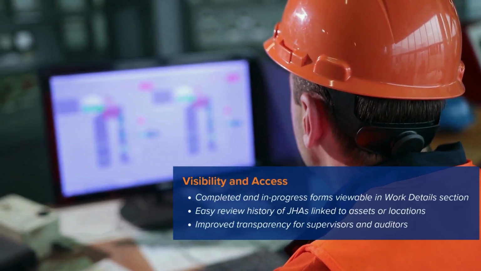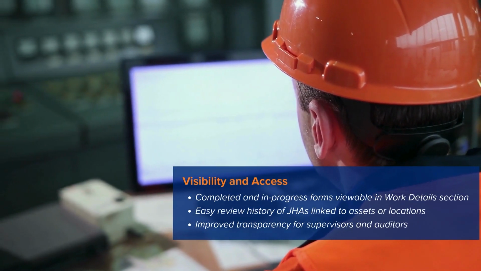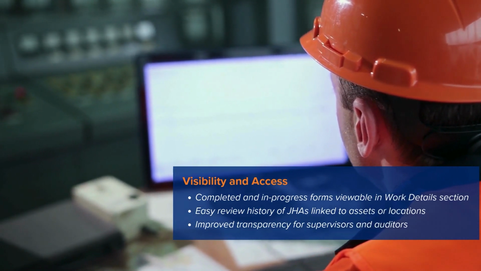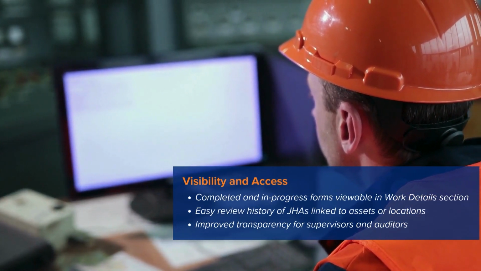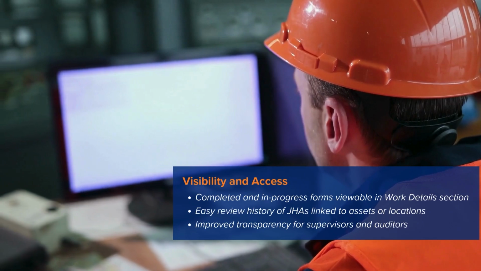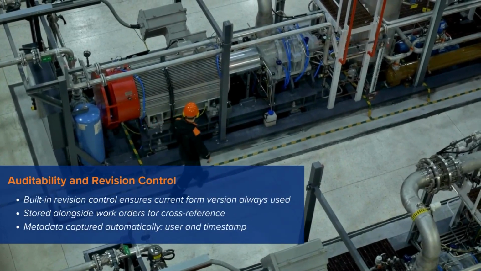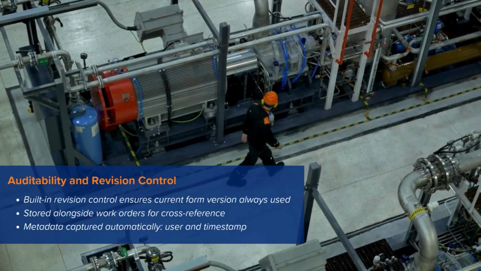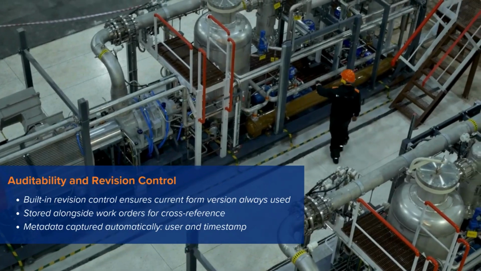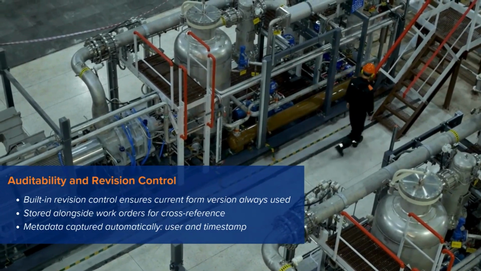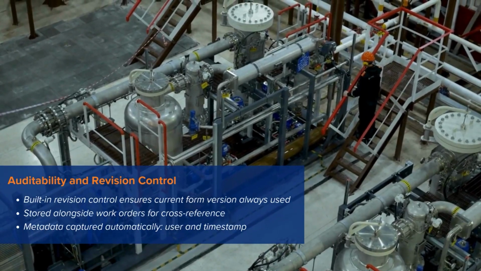All forms, whether completed, pending, or in progress, appear in the Work Details section of Asset or Location Records. It's easy for supervisors or auditors to review the full history of JHAs linked to the specific assets. Auditability is baked in. Revision control ensures that users always see the current form version. Completed forms are stored right next to work orders for cross-reference and automatically record who filled it out and when.